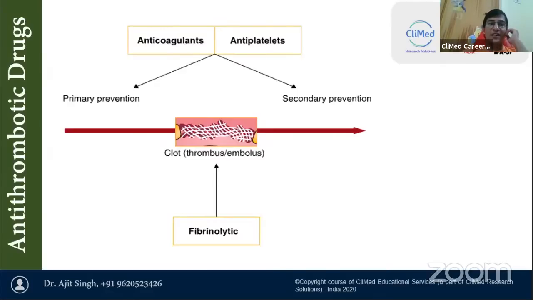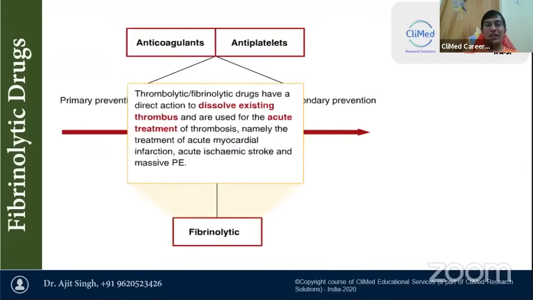Then now we will come to the anti-thrombotic drugs. As we were discussing, there are three drug categories. One is antiplatelets, one is fibrinolytics, one is anticoagulants. So let's go one by one.